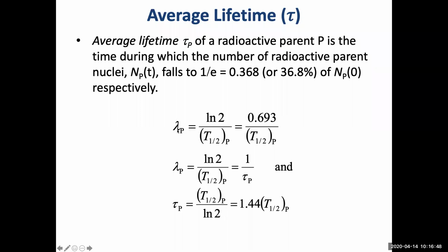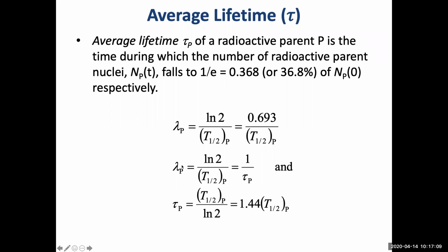Okay, and if we calculate that, we know that T half equals ln2 over lambda. So lambda equals ln2 over T half. This is how to calculate the decay constant. We are talking about the parent here, so I put P here. And ln2 is 0.693 over the T half of the parent. So just rearrange that one.